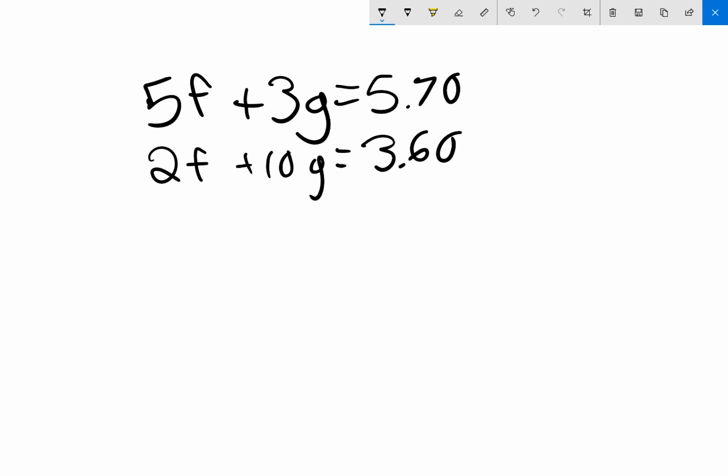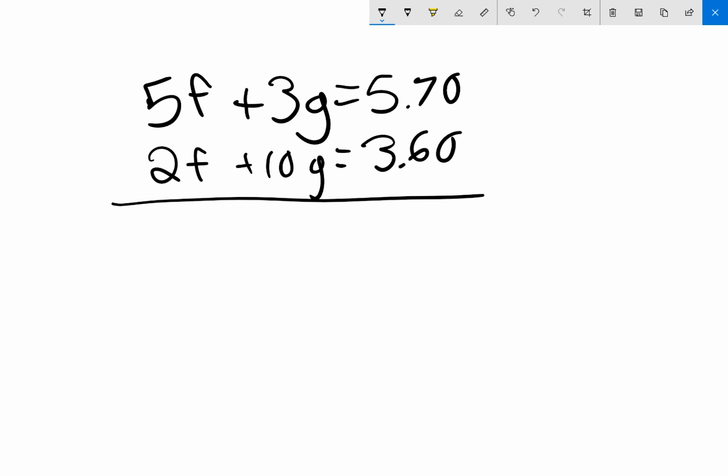Now you can solve this using any method you like, but I highly recommend the elimination method because this is set up very similarly to the elimination method problem that we did earlier. So if you want to see the elimination method, go back and rewind it. But to explain it again, I got to cancel out either F or G.